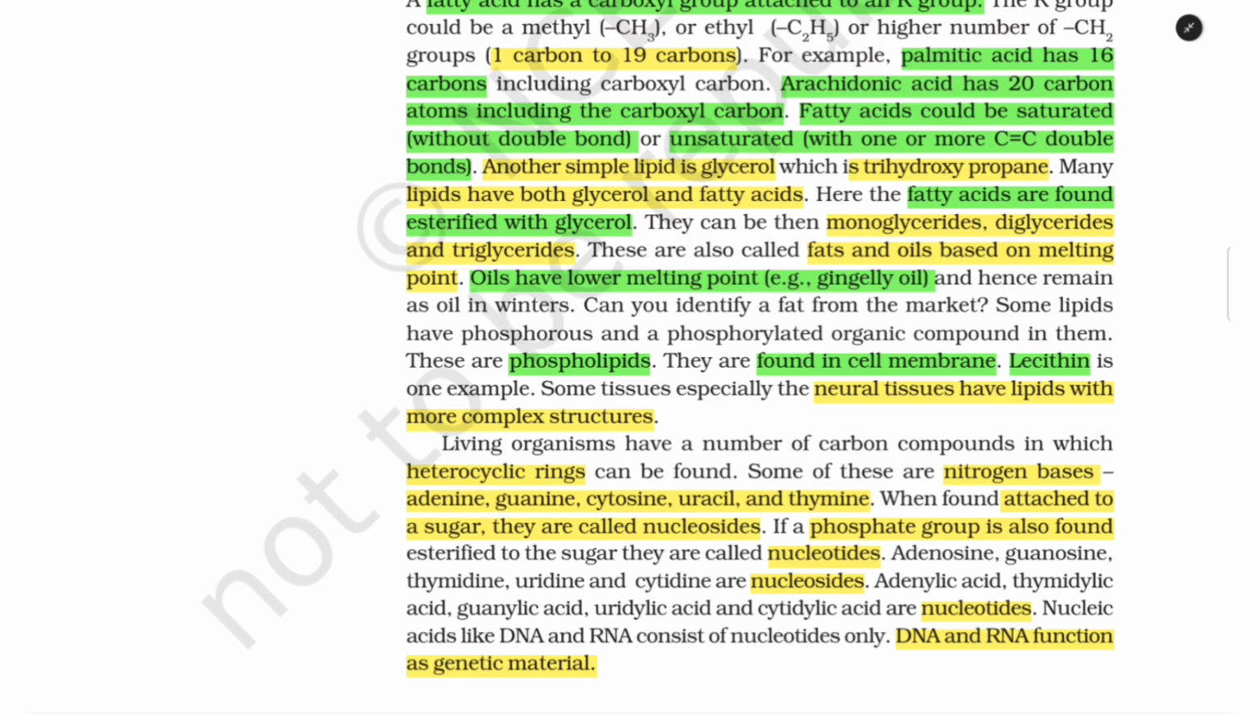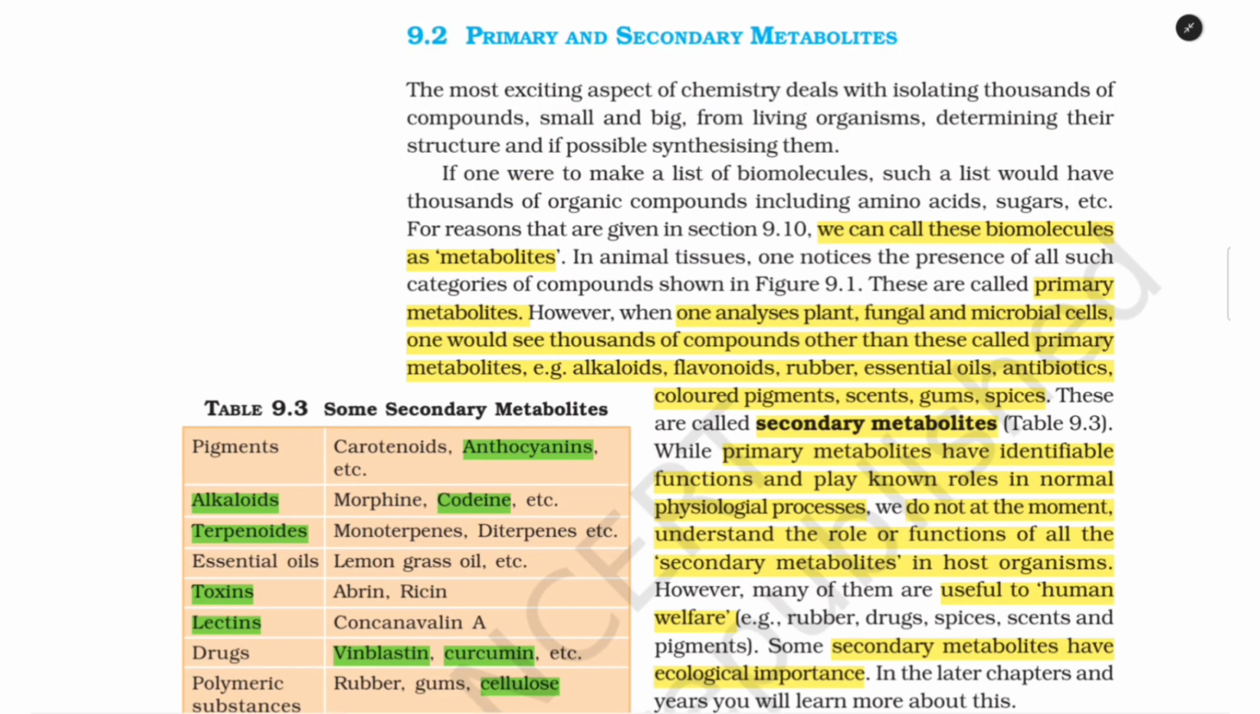Nucleic acids like DNA and RNA consist of nucleotides only. DNA and RNA function as genetic material. 9.2 Primary and secondary metabolites. The most exciting aspect of chemistry deals with isolating thousands of compounds, small and big, from living organisms, determining their structure and, if possible, synthesizing them.